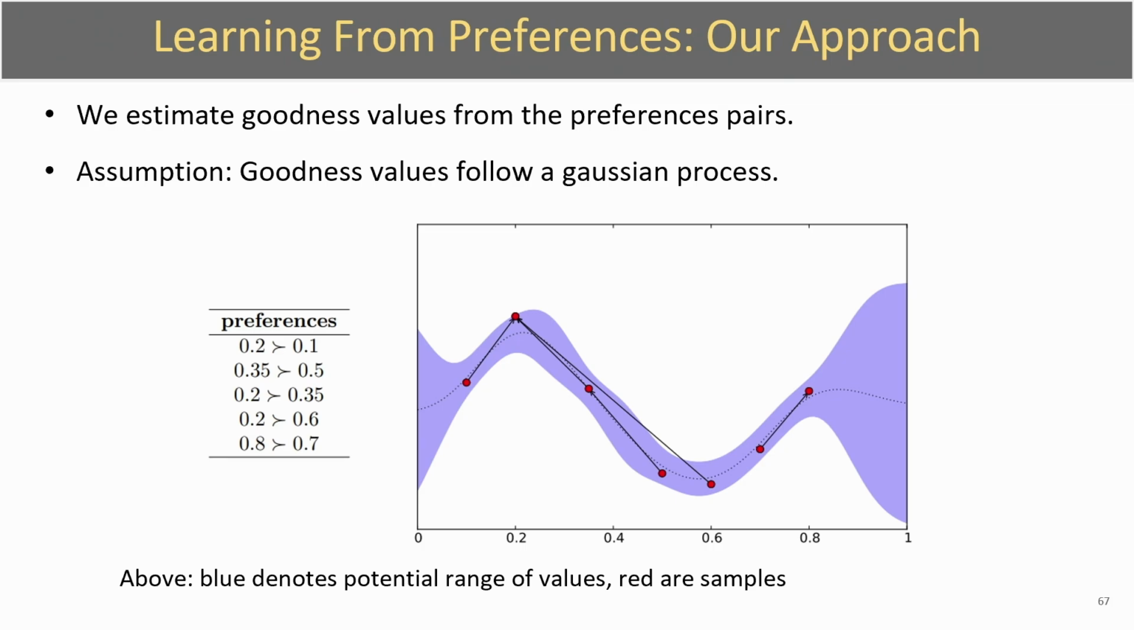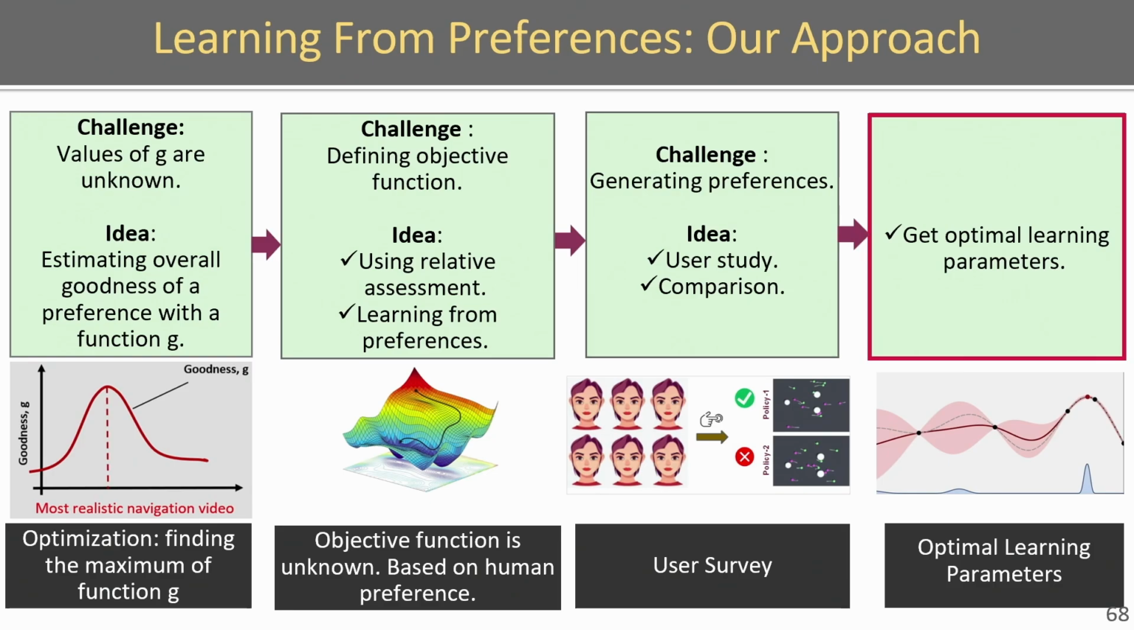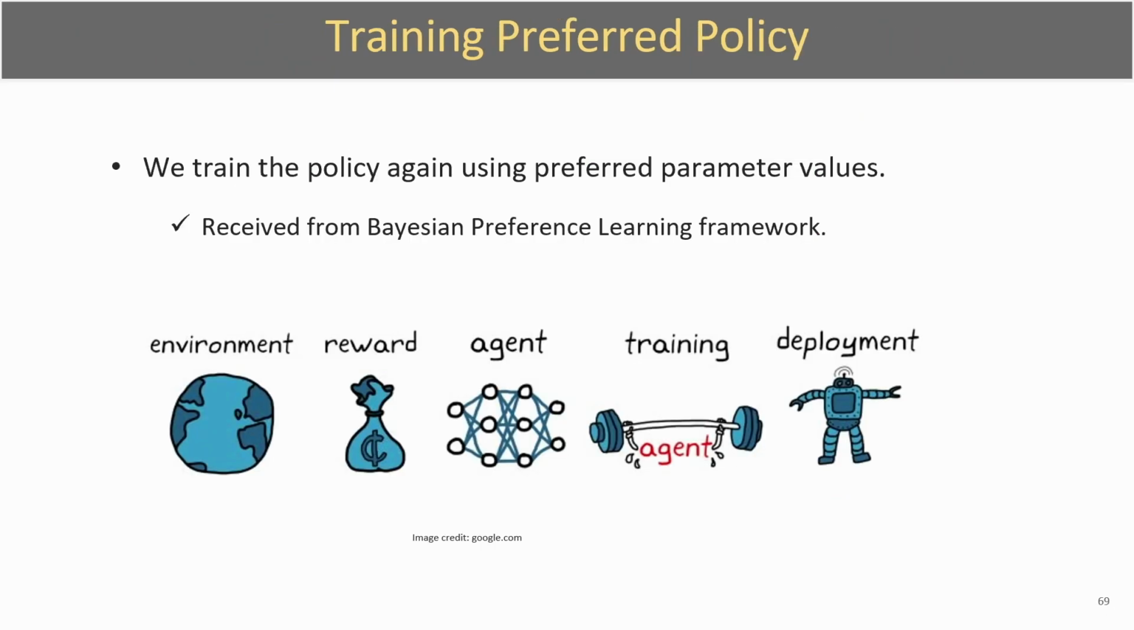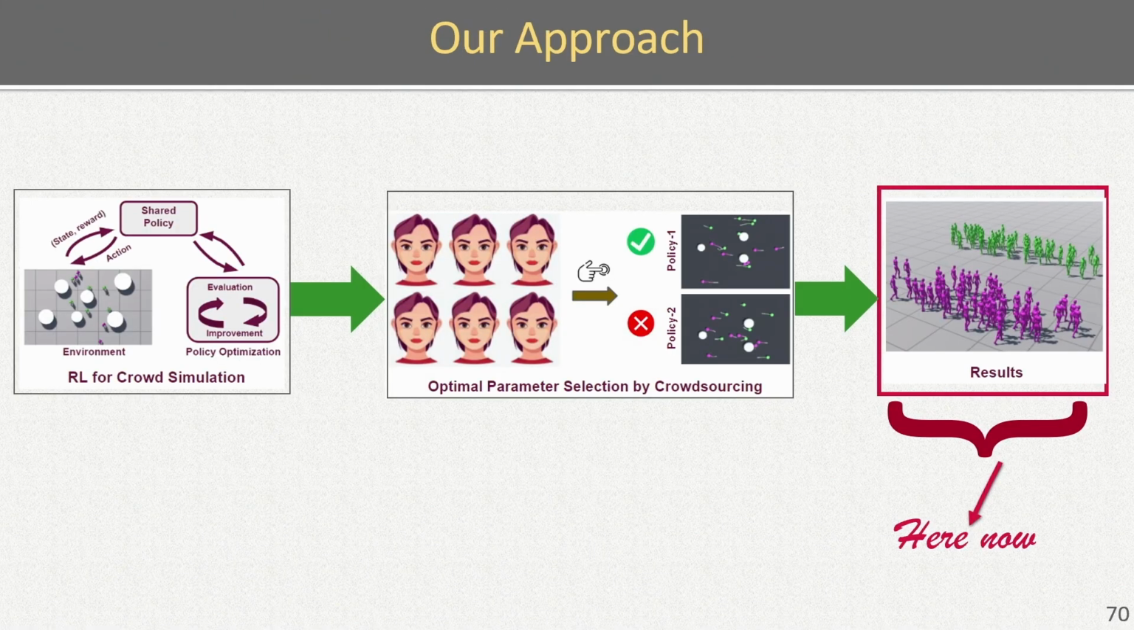The assumption here is that the goodness value follows a Gaussian process, where the blue denotes the potential range of values, and the red are samples, which are different preference values. The next sample in the Bayesian process is the point with the larger value. By iterating through our preference data, we eventually get an optimal learning parameter. Then we go back to the training again with the parameters suggested by our framework, and then we show some of the results of our method.